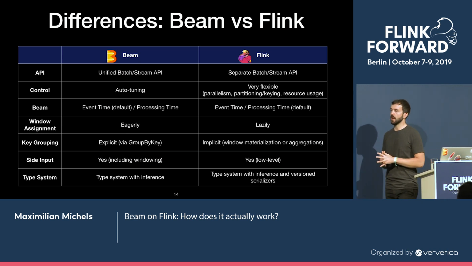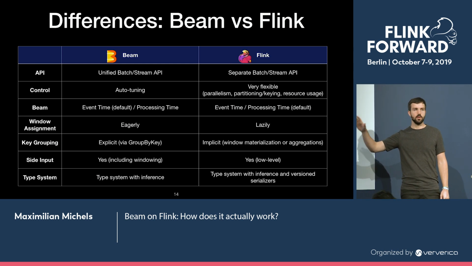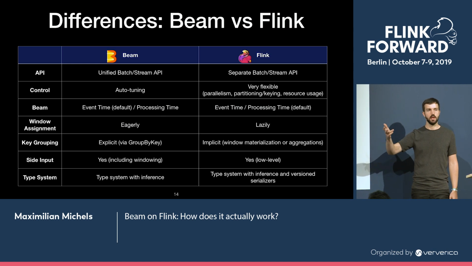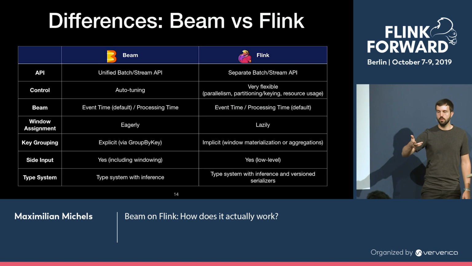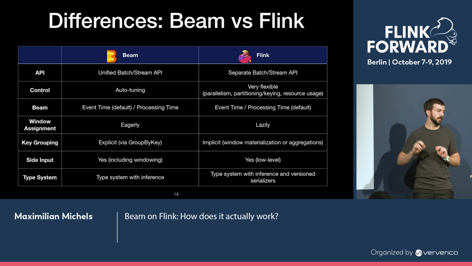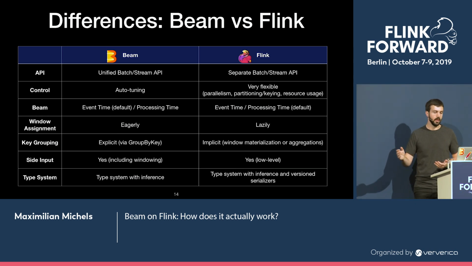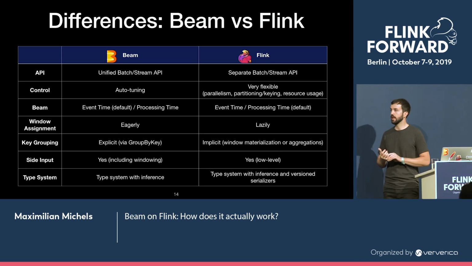Then also window assignment is pretty different in Beam. In Beam, we assign windows eagerly, so any time we have data in our Beam pipeline, it's already windowed. If it's not part of an interval window, then it's part of the global window, actually. And Beam does things lazily. It just takes the data as it is, and then later when you do a windowing, it will assign the windowing. The same goes for key grouping.